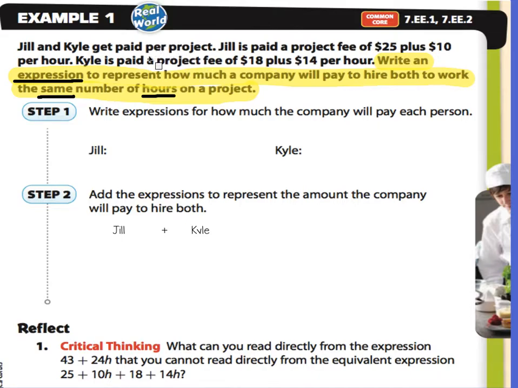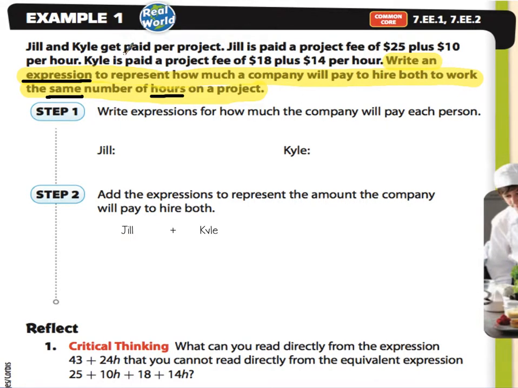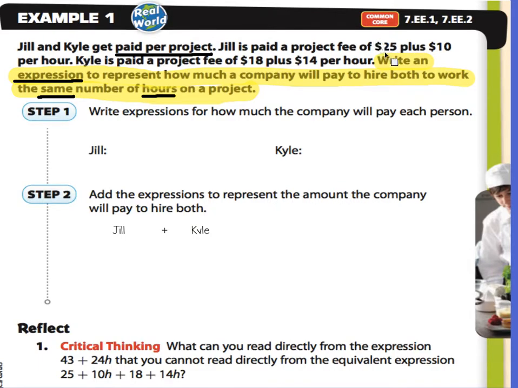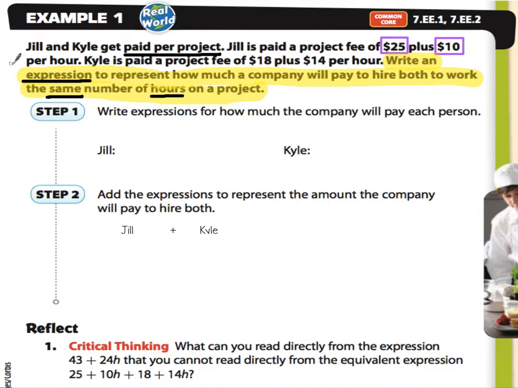So we have Jill and Kyle who get paid per project. So per project is going to be important. Okay, and Jill has a $25 fee, and I guess you can't see that if it's white, so let's try black. And for Jill, I'm going to do hers in purple so it's different. So we have Jill who has a $25 fee plus $10. Now that $10 is per hour. That's important because it means it's not just 10, it's $10 for every hour that she works. So if she works for 2 hours, that's $20. But then she also gets this fee of $25.